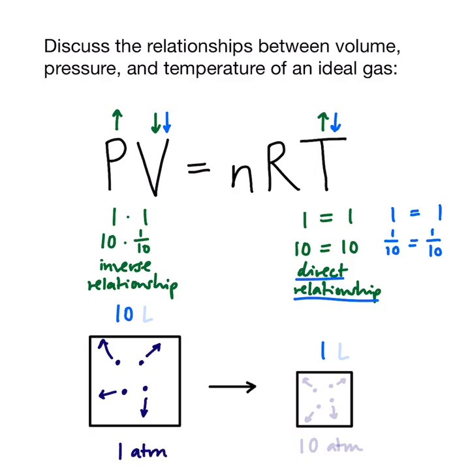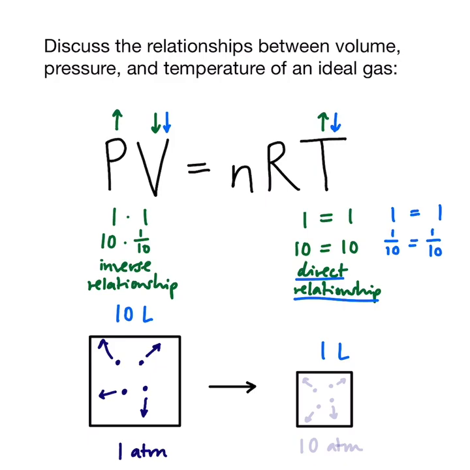So let's think about this more mathematically, or using the correct units. So that would be 10 liters going down to 1 liter. So we're decreasing by a factor of 10, but we're using the correct units of liters.